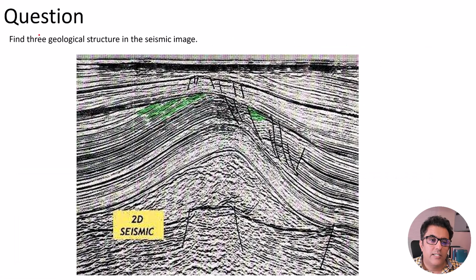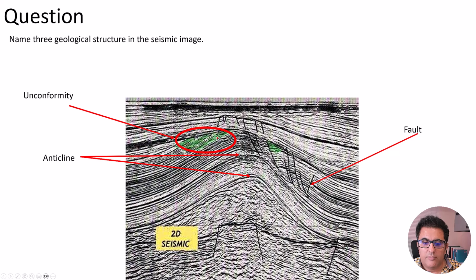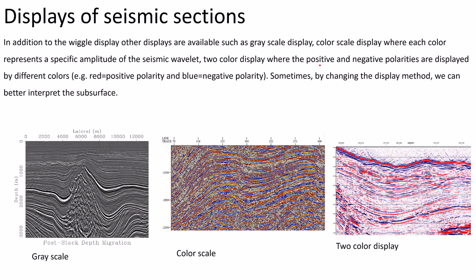So as a geophysicist, it is a huge task to identify the real structures and not misinterpret artifacts or noise. Now just let me ask you a question. Find 3 geological structures in this seismic image. You may see some unconformity here, one anticline and several faults. It is something that I should emphasize: the more you're used to looking at seismic records, the better you can interpret seismic data and identify different geological structures.